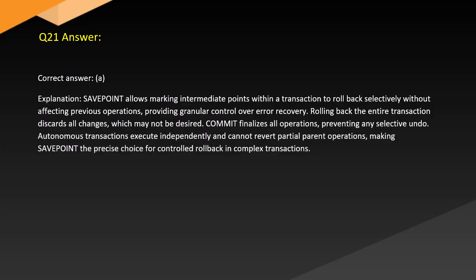Answer. Correct answer: A. Explanation. SAVEPOINT allows marking intermediate points within a transaction to roll back selectively without affecting previous operations, providing granular control over error recovery. Rolling back the entire transaction discards all changes, which may not be desired. Commit finalizes all operations, preventing any selective undo. Autonomous transactions execute independently and cannot revert partial operations, making SAVEPOINT the precise choice for controlled rollback in complex transactions.